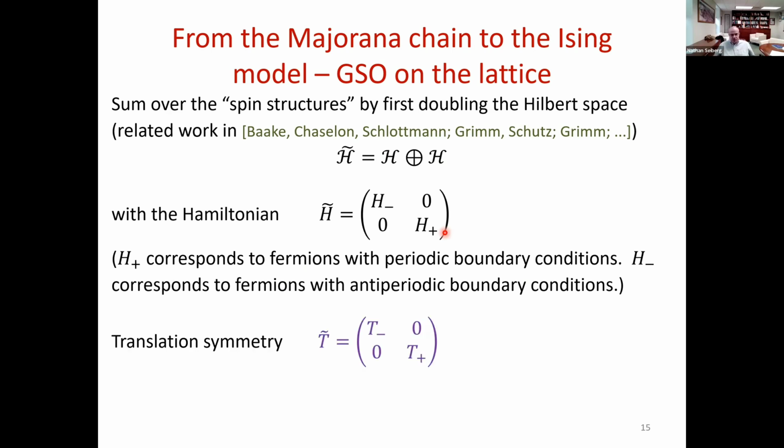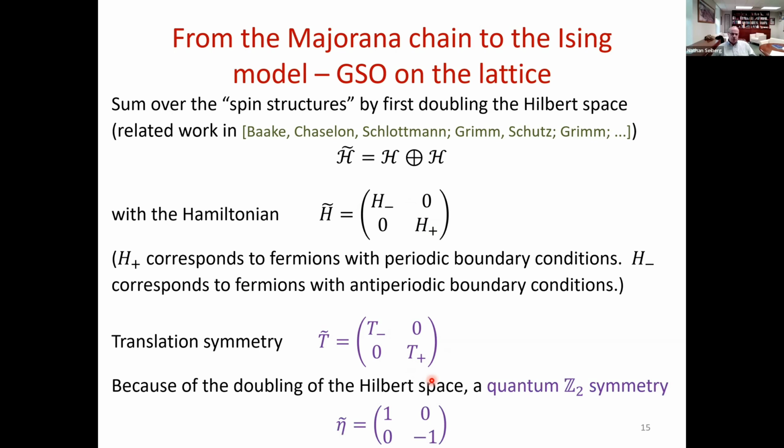And we have a translation symmetry operator because we can translate in this block using the lattice translation we discussed before. We can translate in this block with a lattice translation we discussed before. Furthermore, we have a new Z2 symmetry. Since we double the Hilbert space, we have what is sometimes called the quantum Z2 symmetry, which is 1 in the 1-1 block and -1 in the 2-2 block.